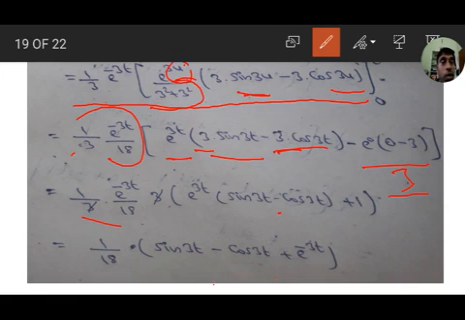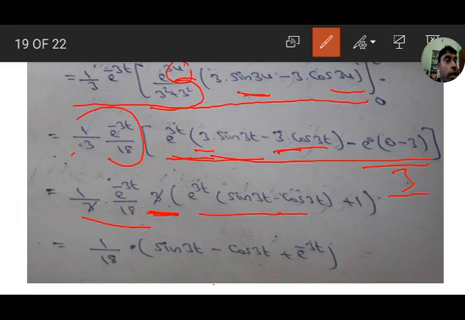So 1 by 3 into e to the power of minus 3t by 18. 3 is taken common in all the terms. We get e to the power of 3t into sin 3t minus cos 3t, and here plus 3, minus of minus is plus 3. So 3 is common, meaning we get 1, and 3 cancels out. And e to the power of minus 3t into e to the power of 3t is e to the power of 0, that is 1.